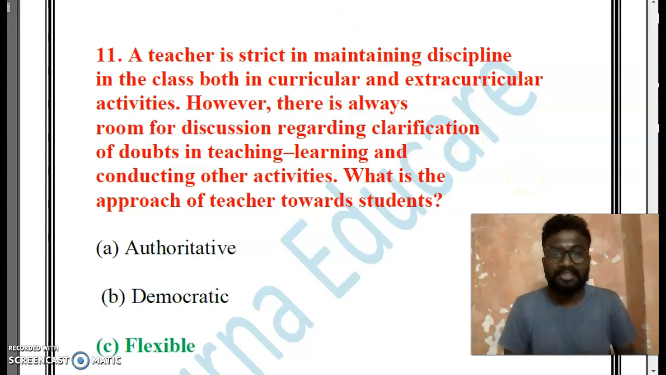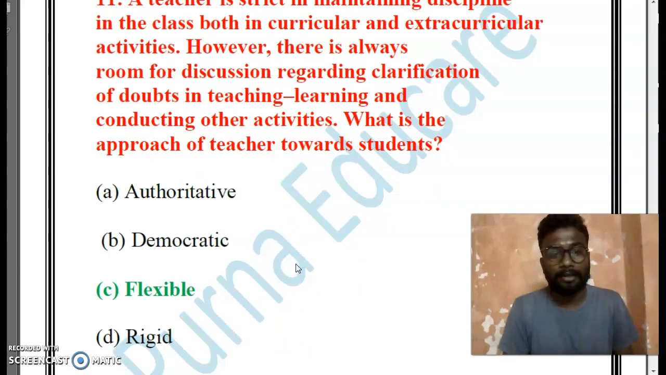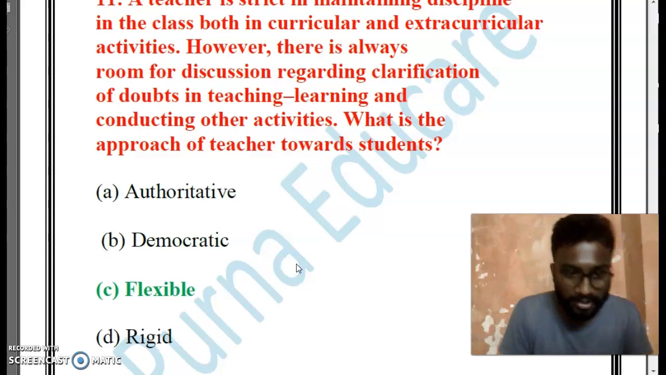A teacher is strictly maintaining discipline in the class, both in the curriculum and extracurricular activities. However, there is always room for discussion regarding clarification of doubts in teaching, learning, and conducting other activities. So, what is the approach of the teacher towards the students? It is autocratic, democratic, flexible, or rigid.